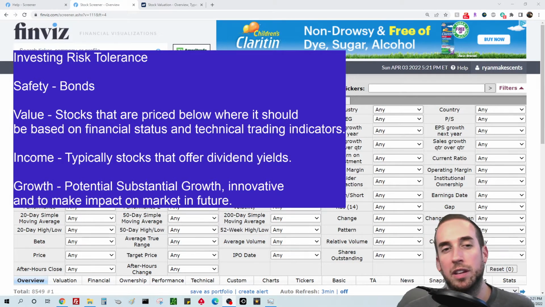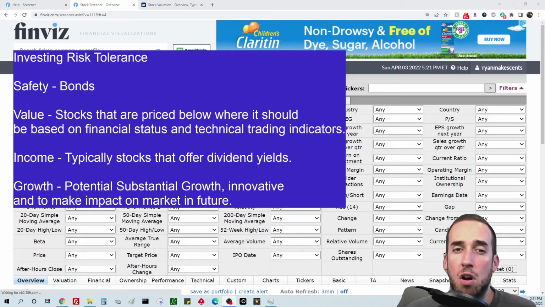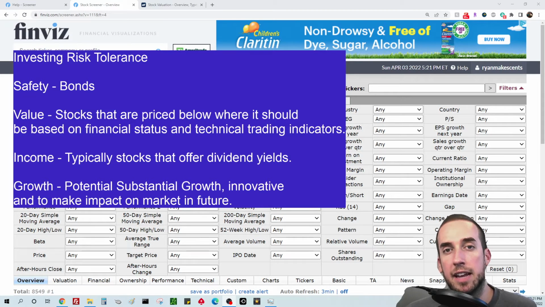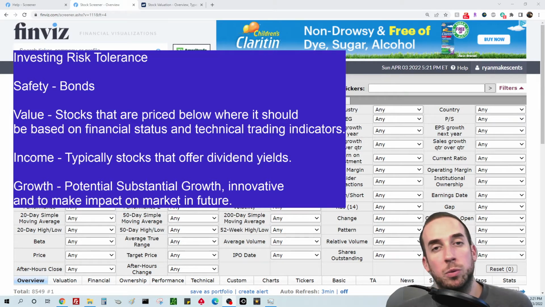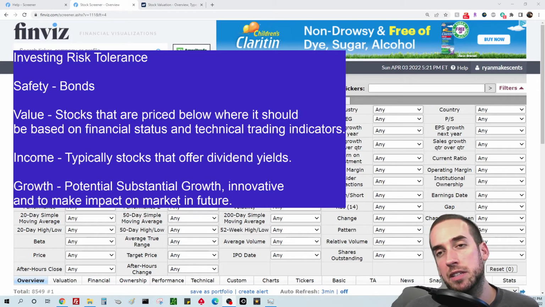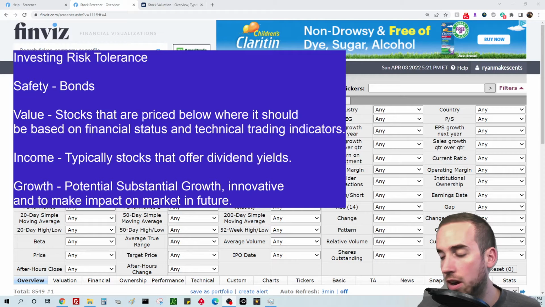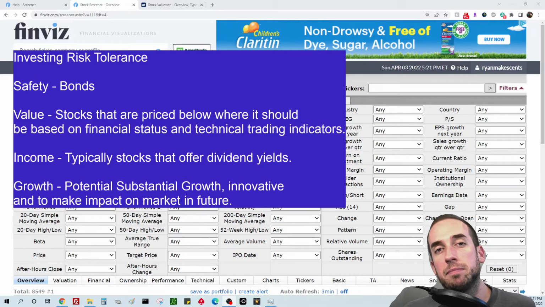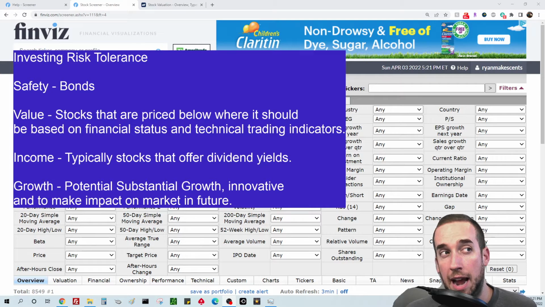Value stocks are typically stocks that are priced below where they should be based on financial status and technical trading indicators. I will show you ways how to value companies and find out if they are undervalued or overvalued. And we can also do that in Finviz. So that'll be another good talking point to go over after we are familiarized with these data points.